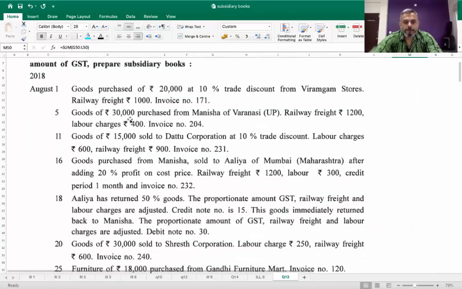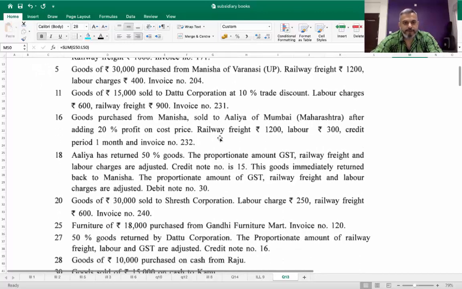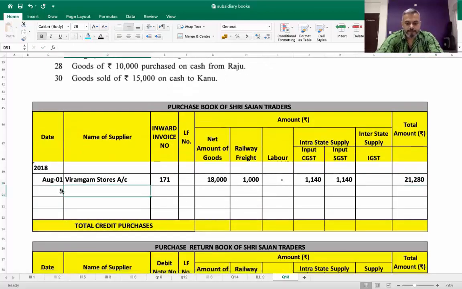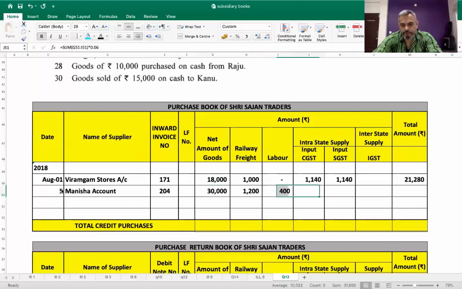Next one, goods of 30,000 purchased from Manisha of Varanasi, UP, Uttar Pradesh. Railway freight 1200, labor charges 400, invoice number 204. So purchase on credit, purchase book August 5. Manisha account, invoice number 204. Amount is 30,000. Railway freight 1200, labor 400. तो सबका तीनों का टोटल करो, it comes to 31,600. It is outside state, so 31,600 into 12%. So 3792 plus equal to.